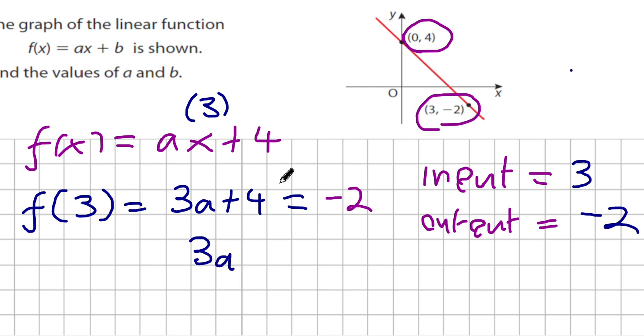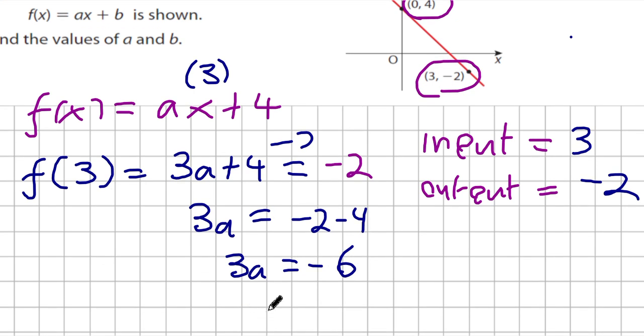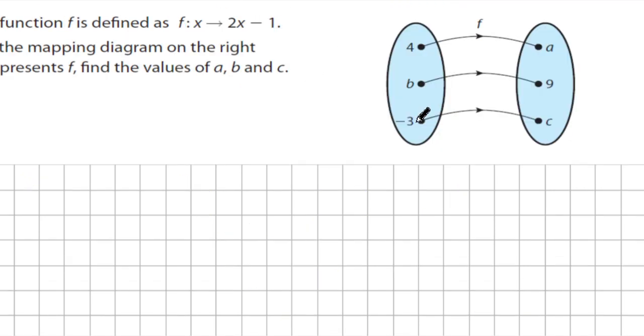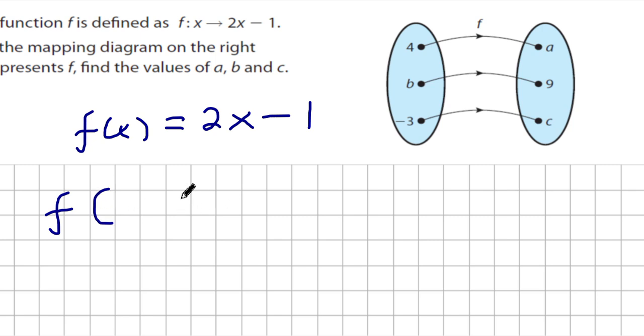So 3a, and what happens to the 4 when you bring it over to your side? 3a equals minus, and then divide minus 6 by 3. Minus 2. Reasonably easy, okay? So f of x is 2x take away 1. So whatever your input is, double it and take away 1. Agreed? So does anybody know the answer for a?